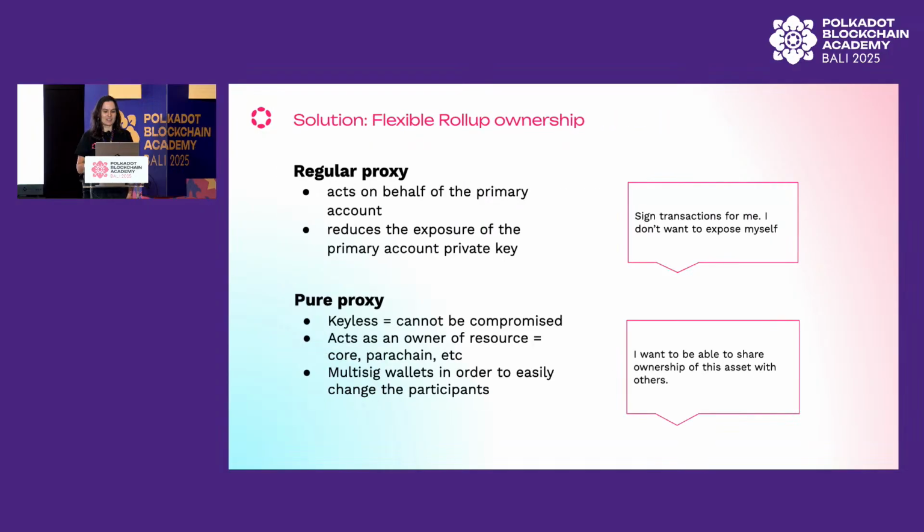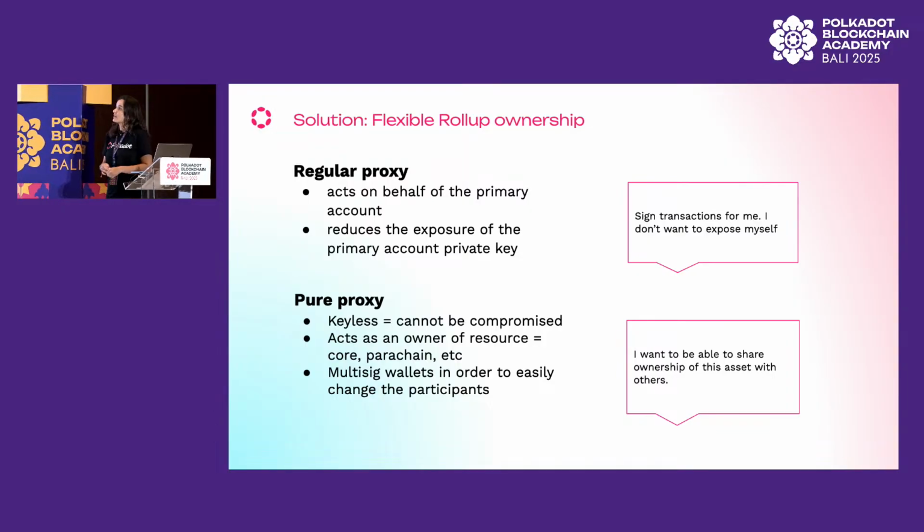Right, so the flexible ownership. We use something called pure proxies. Pure proxies are a little different from regular proxies. With regular proxies, basically you tell someone, sign transactions on my behalf, while a pure proxy is used more for asset ownership. For example, they're used in multisig wallets.